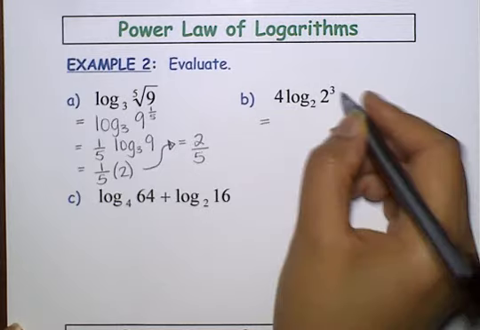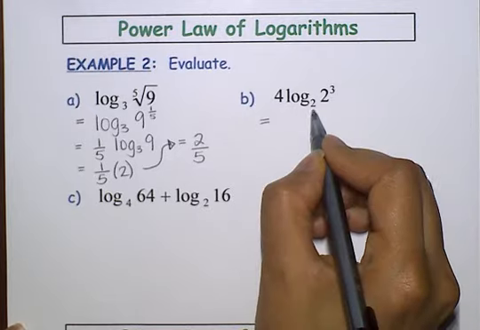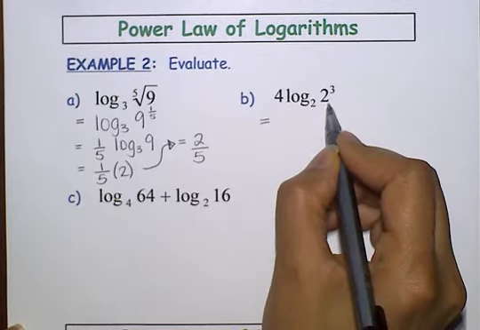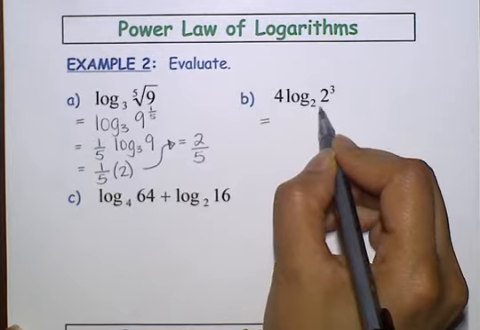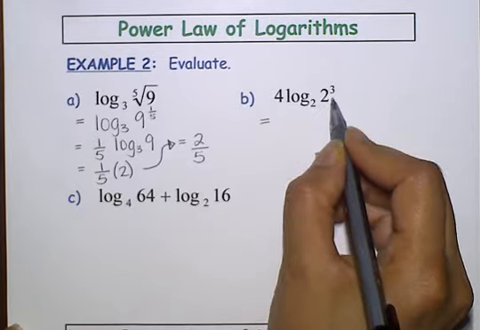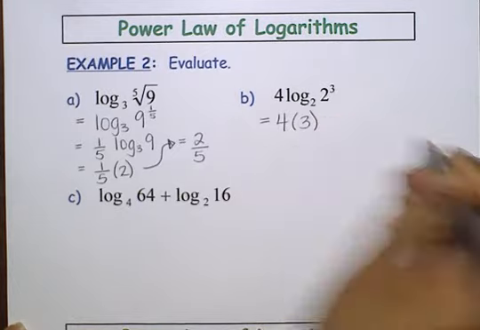Now this one, I don't actually need to apply the power law. There is another way of doing this one as well. I already know that the base of my logarithm is the same as the base of the argument here. So I know that the exponent that I need to apply to 2 to get 2 to the exponent 3 is an exponent of 3. So this one is just 4 times 3, which gives me an answer of 12.